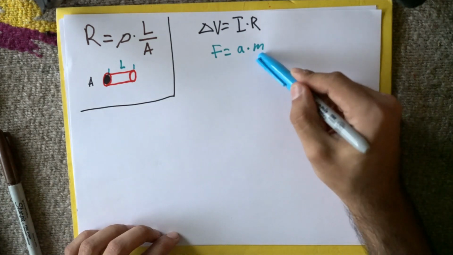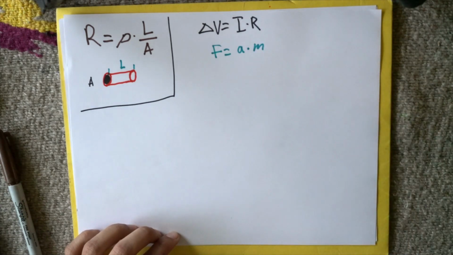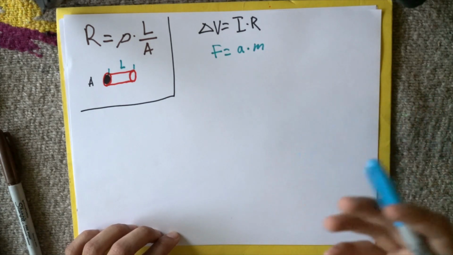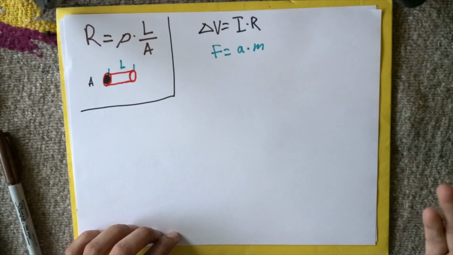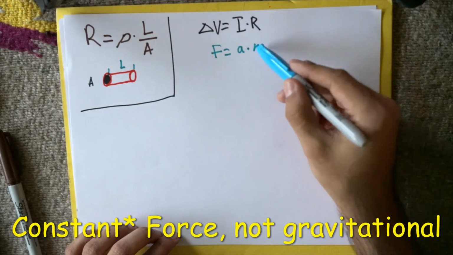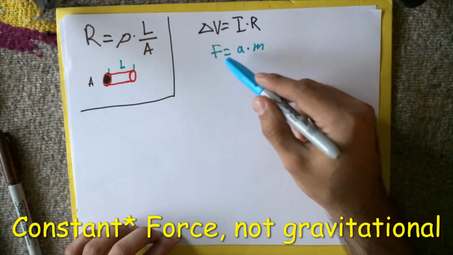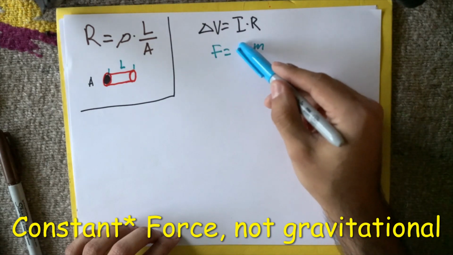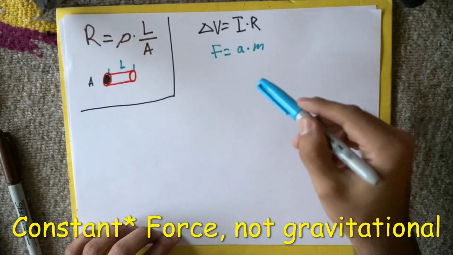Now, M refers to mass, which is also the inertia of that system. So if I have a force, imagine a gravitational force, the acceleration would be constant, but this would be dependent on how much mass you have.